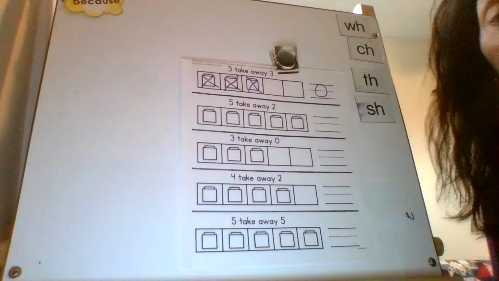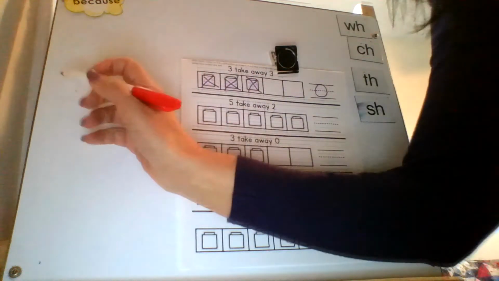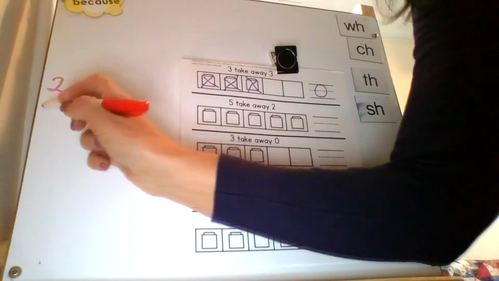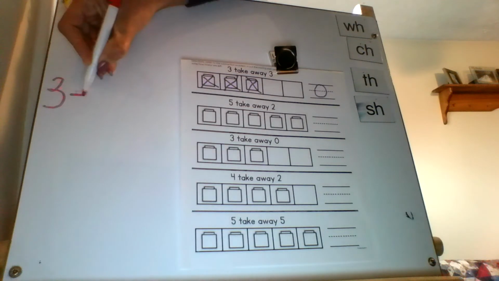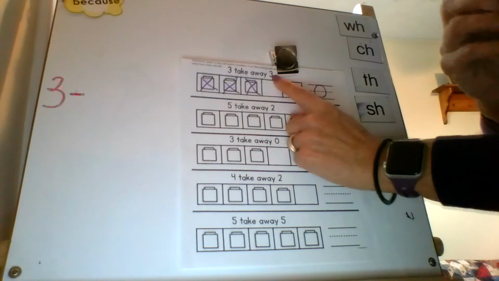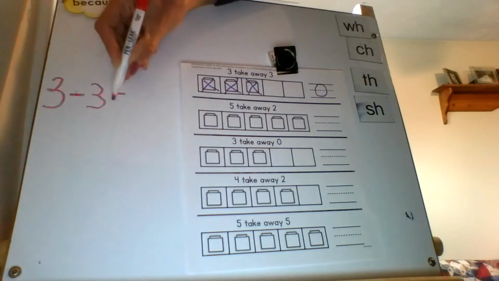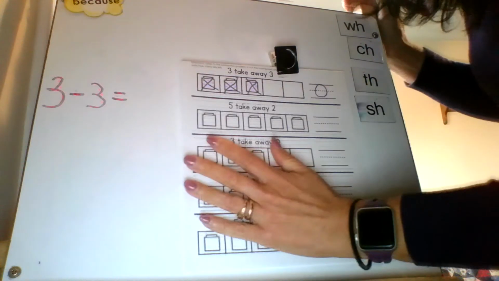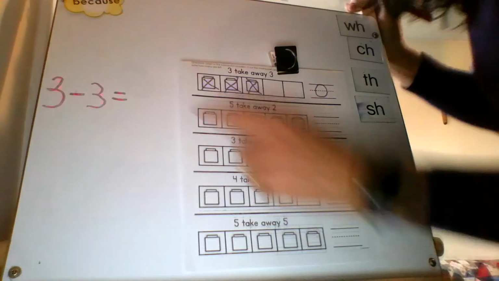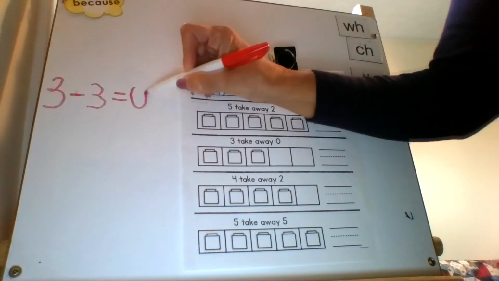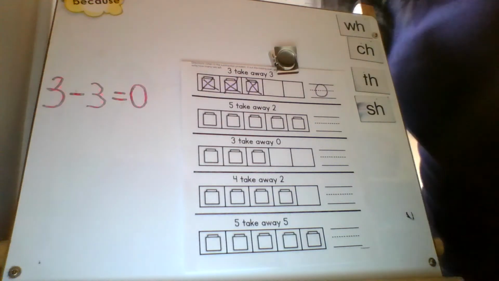So I'm just going to write a quick equation to go with this so we start seeing this number sentence. So it says we started with 3, so I'm going to write 3. And we know take away means minus, so I have to put our minus sign, just a little straight line. And it said take away 3, so we took 3 away. And it wants to know the answer, so we have to put an equal sign. So what happens when you have 3 and you take 3 away? How many do you have? Right, you have 0. 3 minus 3 equals 0. That was a good one.